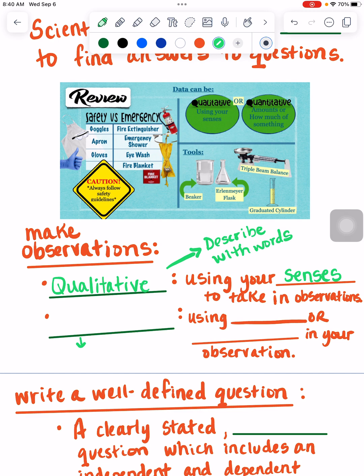The next type of observation a scientist would make would be a quantitative observation. And again, I'll spell it, but it's right here in the right green bubble up above, quantitative. Quantitative is when a scientist is going to use amounts. So it could be a certain number that they are collecting, or they could be taking measurements. Write that in, measurements.